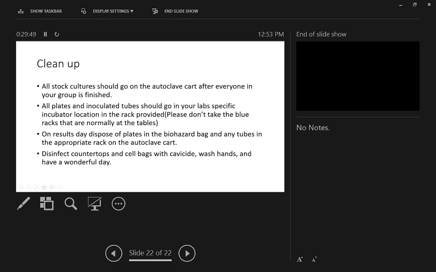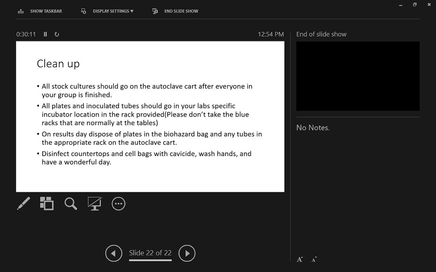On results day, when you get done with the plates and you've done everything you needed to for Wednesday, you will dispose of the plates in the biohazard bag. Make sure you use your plates for your transformation process first, but after you are done with them, you can dispose of them there. As always, you will sterilize your cell phone bags with Cavicide, your countertops with Cavicide, wash your hands, and you'll have a wonderful day.